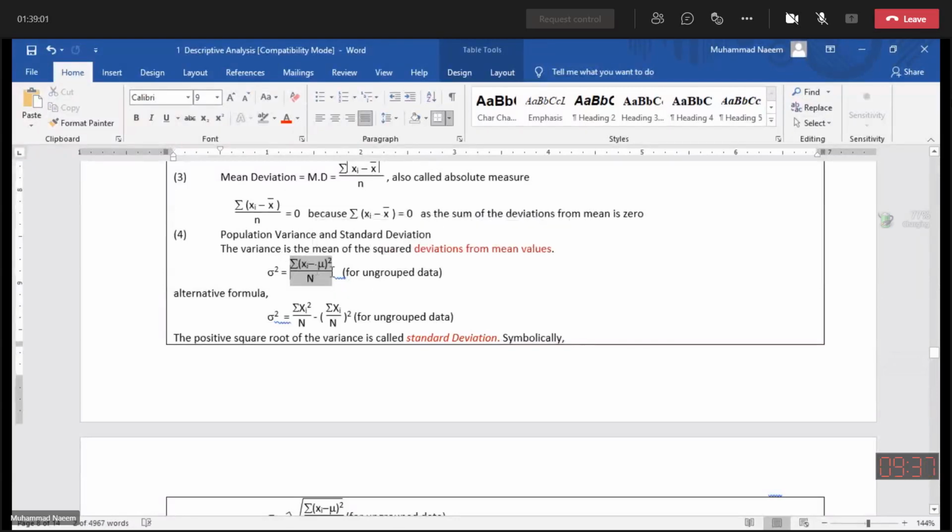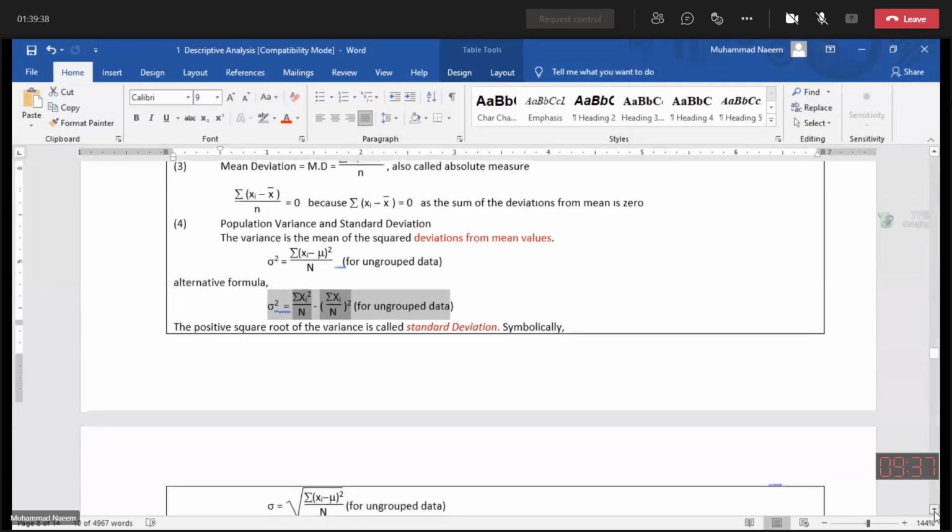What we have within the brackets, we have xi minus mu. That is just the deviation from mean value. And take their squares. So we have squared deviations from mean value. Find their average: sum up all squared deviations from mean value and divide by their number. This is called the variance. Also, we have some alternative formulas. You can also try them.